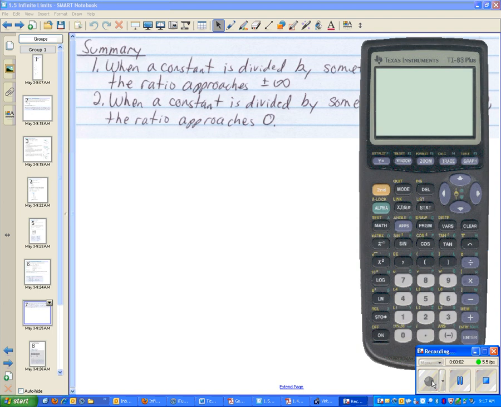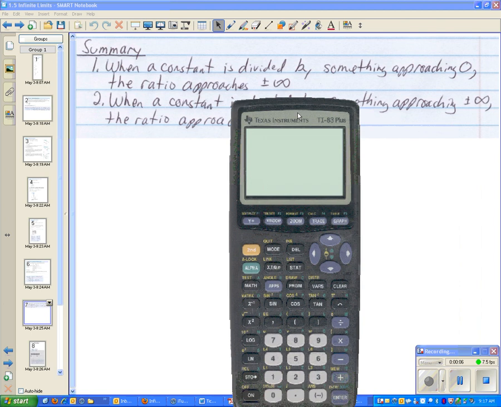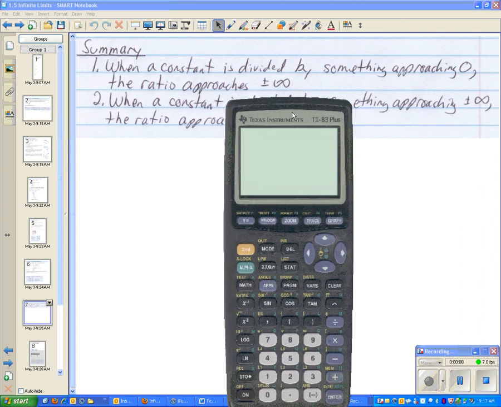I'm going to start with the summary of section 1.5 first. Look at the first point you're going to have. When a constant is divided, I'm talking about limits now, okay? So when a constant is divided by something that approaches 0, the ratio approaches infinity or negative infinity. You just got to mess with the signs.